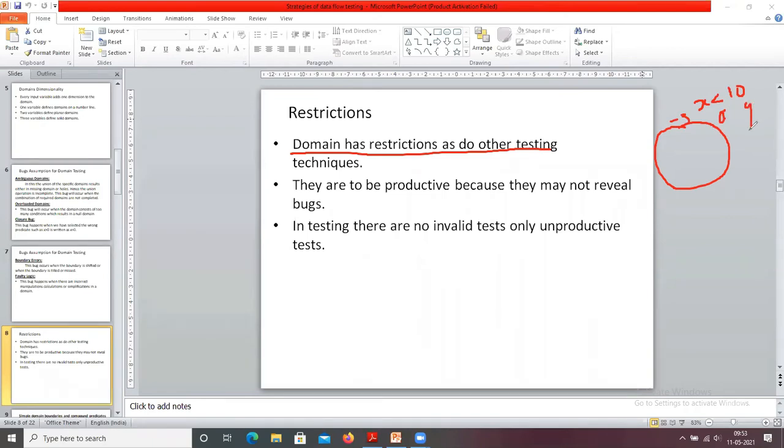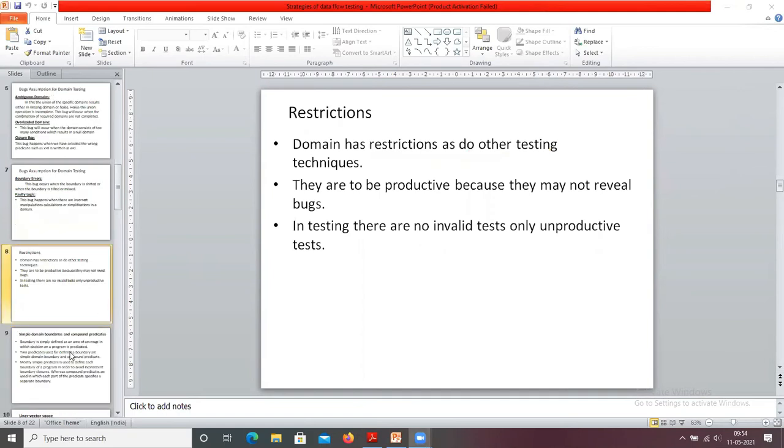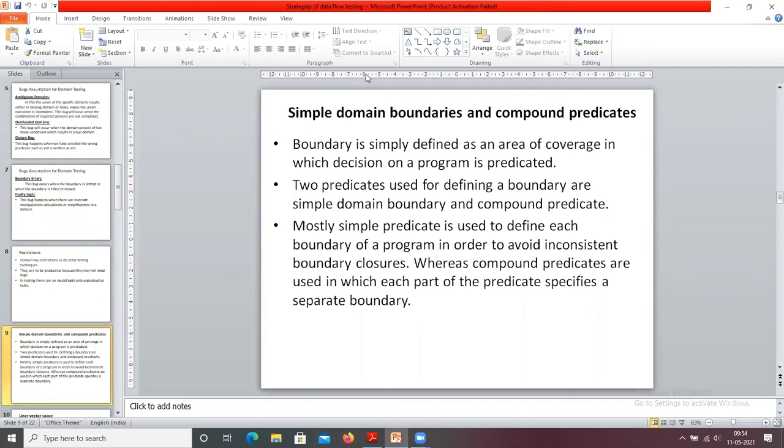Now, coming to restrictions, in the previous class we discussed coincidental correctness and representative outcome. Partition testing also comes under these restrictions. Another one is simple domain boundaries and compound predicates. What does it mean?